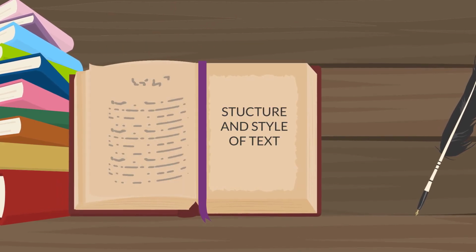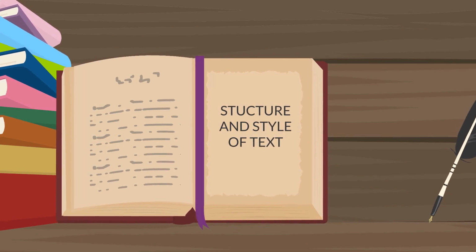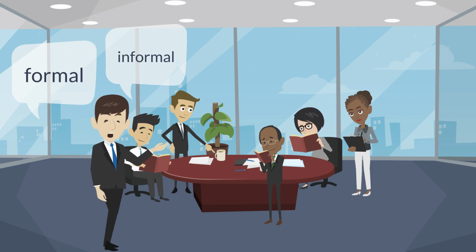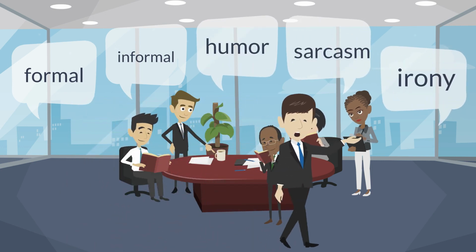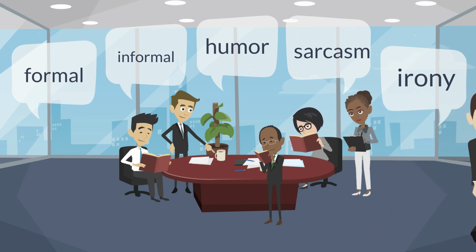Another strategy is to consider the overall structure and style of the text. Is it written in a formal or informal style? Does the author use humor, sarcasm, or irony to convey their message? These elements can give clues to the author's tone and attitude.